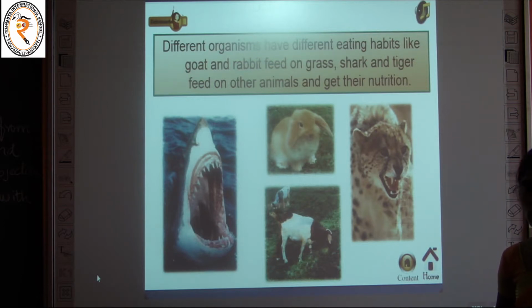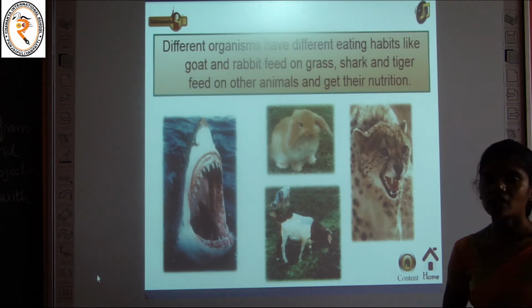And the next one, carnivore. What is called carnivore? The animals which eat only animals are called carnivores. The examples of carnivores are lion, tiger, etc. And omnivores. What is called omnivores? The animals which eat both plants and animals are called omnivores. For example, dog and human beings.